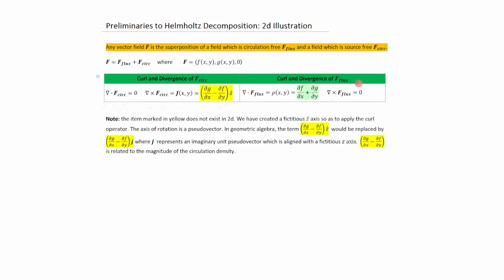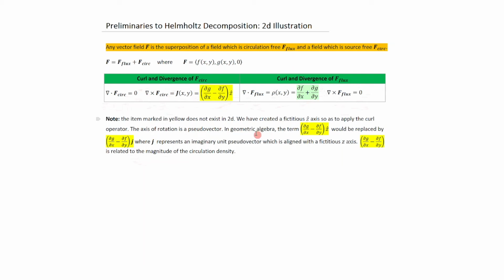And the curl and divergence of the flux component of the vector field: the divergence of the flux component will be rho of x, y. This is a scalar function, and this turns out to be dFx plus dGy. All right, you can show that, whereas the curl of the flux component was equal to 0. Okay, so just to clarify, the item marked in yellow does not exist in 2D. This z hat has no meaning. So what we've done here is we created a fictitious z-axis so as to apply the curl operator. The axis of rotation, we call it a pseudo-vector.